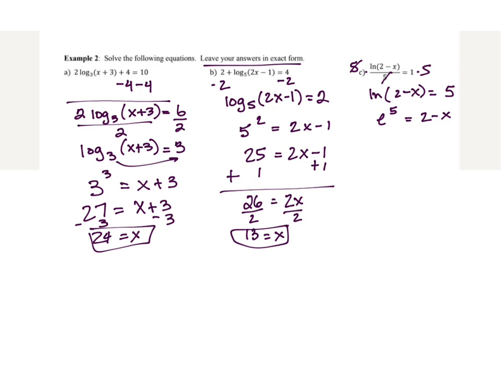So now what? Plus 2. Nope, not plus 2. Minus 2. What? E to the 5th minus 2. Then divide by negative 1. All right, so simplified, I like x equals 2 minus e to the 5th. Easy.